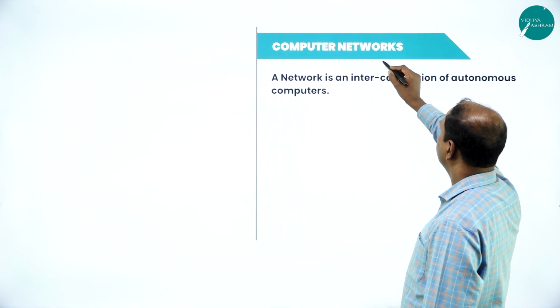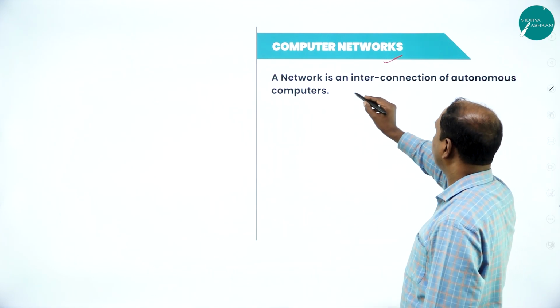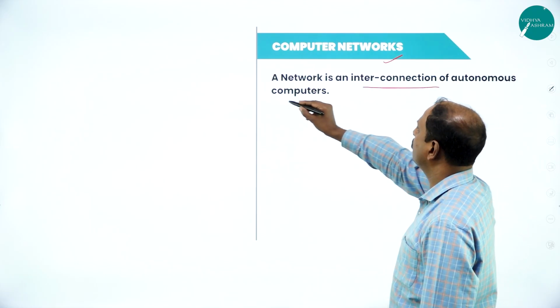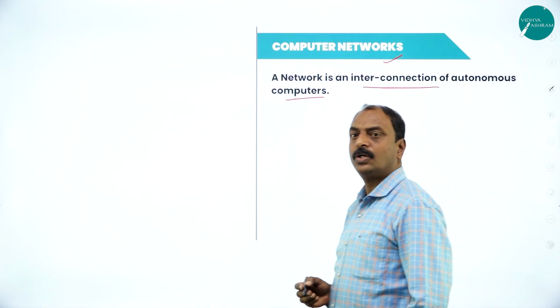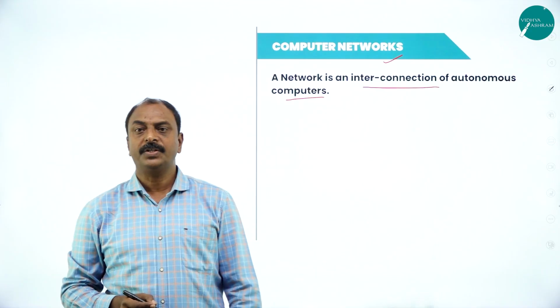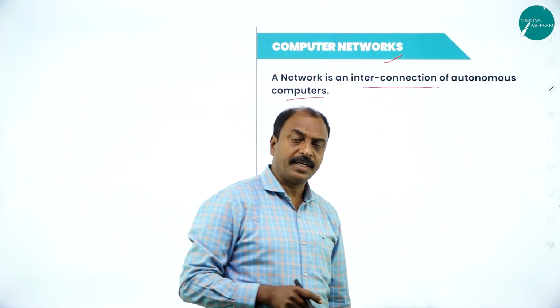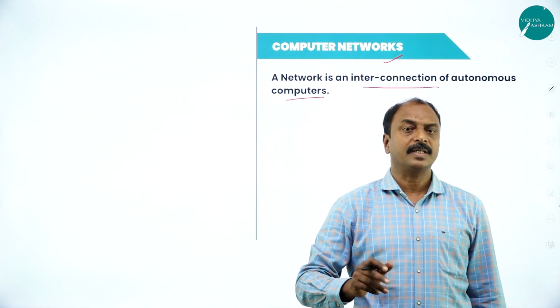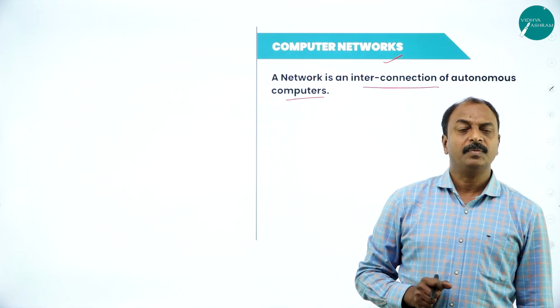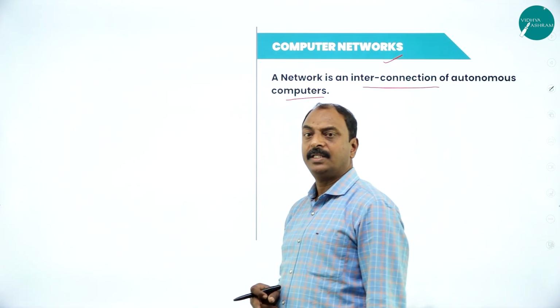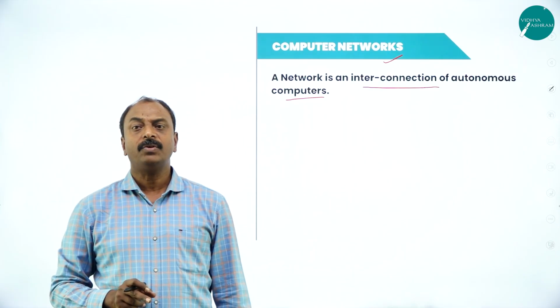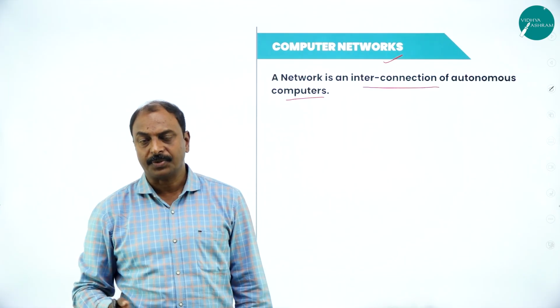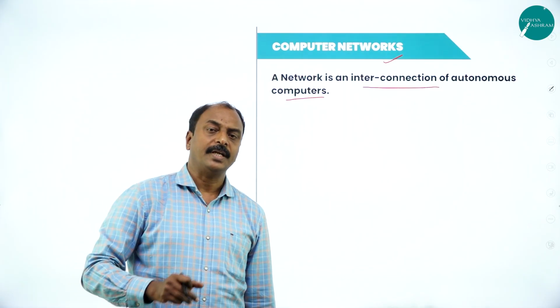So what is a computer network? A network is an interconnection of autonomous computers. The definition is that we are connecting more than two computers together to form one computer network. At minimum there will be two computers and there is no limit as such. You can connect different computers together to form a computer network.